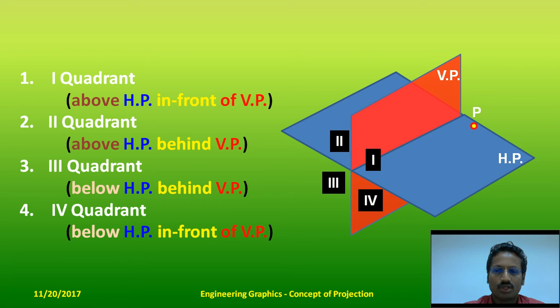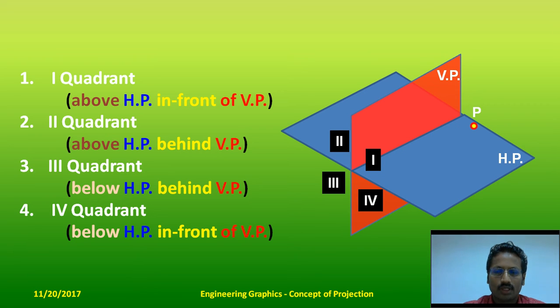Then if the object is kept behind the vertical plane, still above the horizontal plane, you call that the second quadrant. If the object is kept below the horizontal plane and behind the vertical plane, you call that the third quadrant. If the object is kept below the horizontal plane and in front of the vertical plane, you call that the fourth quadrant. So these are the four quadrants.